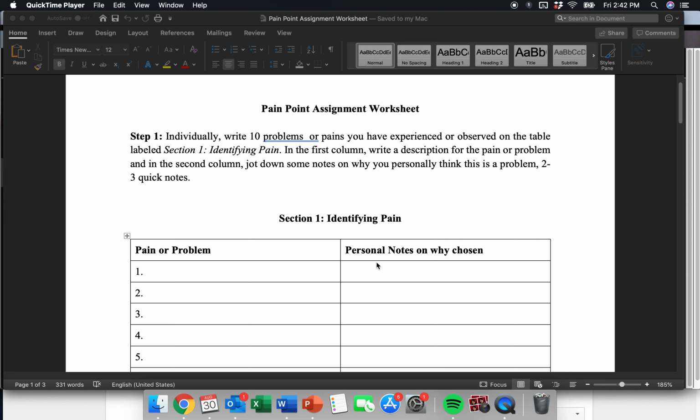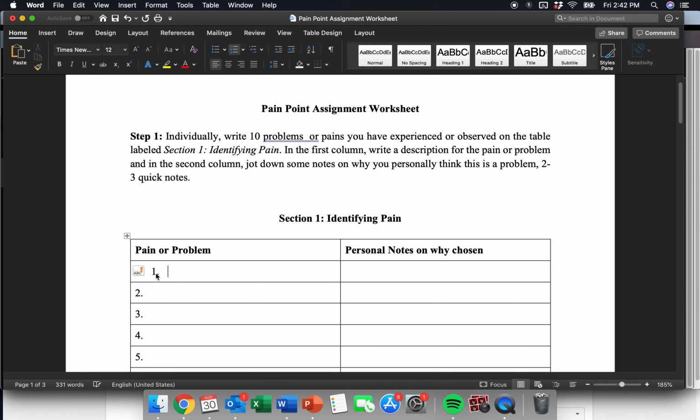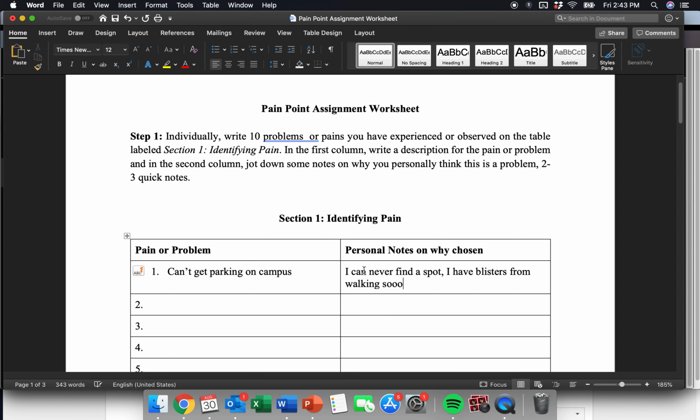So, for example, something that is always a pain for me is I can never find a parking spot on campus. So, right here on the pain or problem, I'd write can't get parking on campus. Why did I choose that? Because I can never find a spot. I have blisters from walking so far. I'm late to class, whatever it may be.